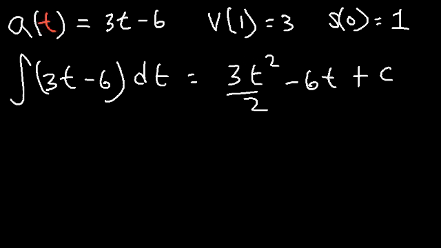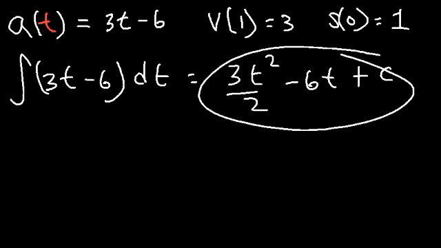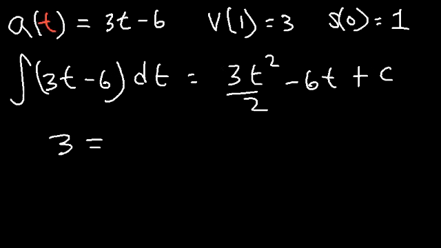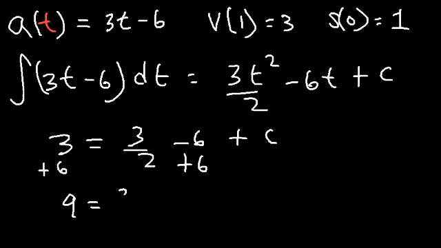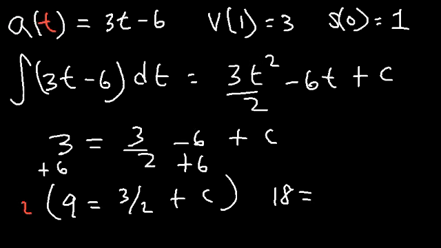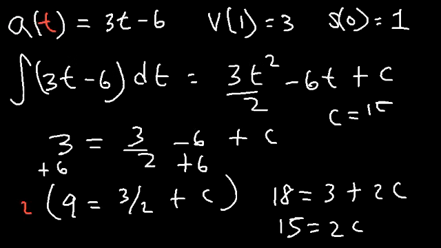So now let's solve for c. So by the way, this is v of t. So the whole thing is going to be equal to 3, and we're going to replace t with 1. So this is going to be 3 over 2 minus 6 plus c. Now if we add 6 to both sides, we're going to have 9 is equal to 3 over 2 plus c. And now let's multiply both sides by 2. 9 times 2 is 18. 3 over 2 times 2 is 3. And then 2c. So 18 minus 3 is 15. And so c is 15 divided by 2.